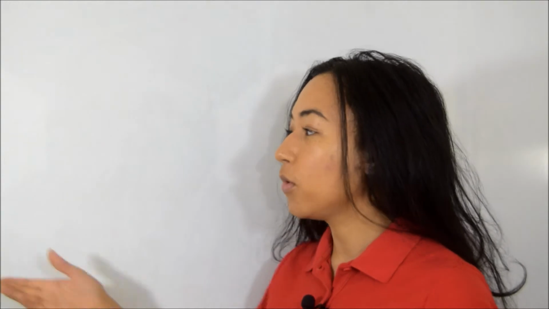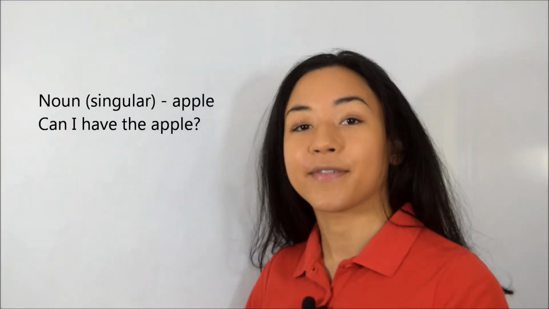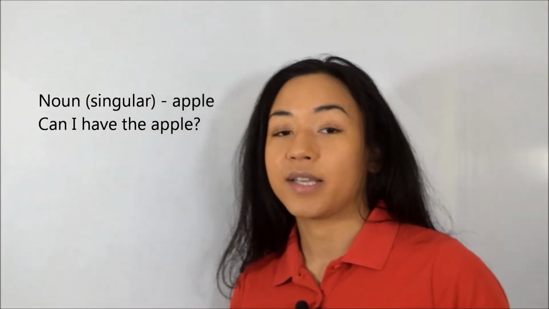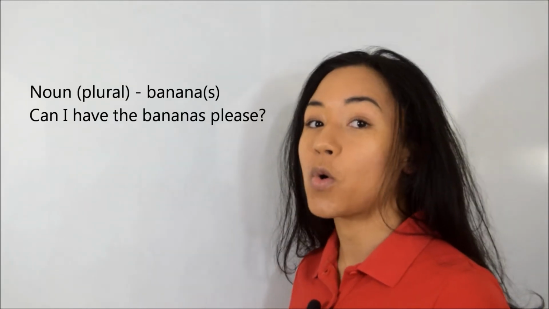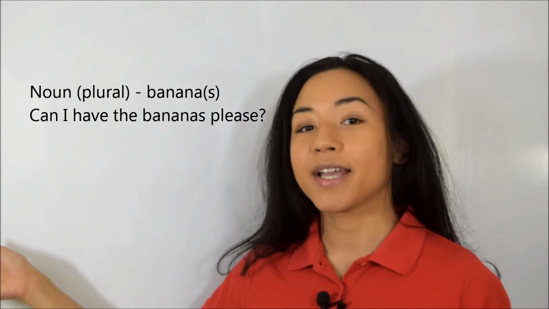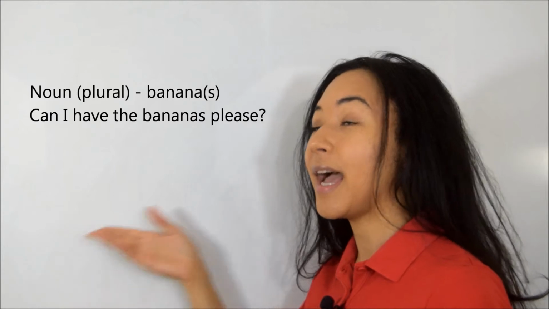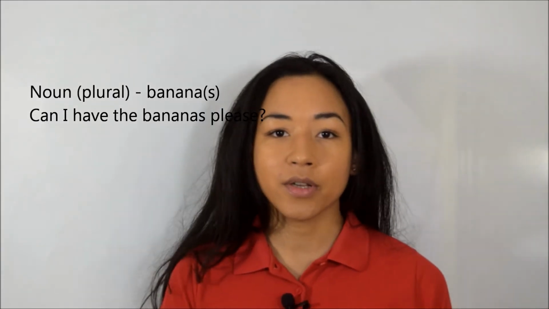So for example, we could say, can I have the apple? Can I have the banana, please? But we can also use it in plural form for the nouns. For instance, can I have the bananas, please? Can I have the apples, please? So notice how the refers to both plural and singular as well.